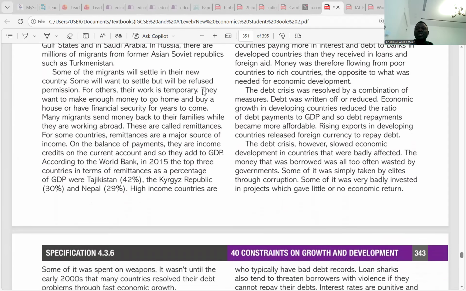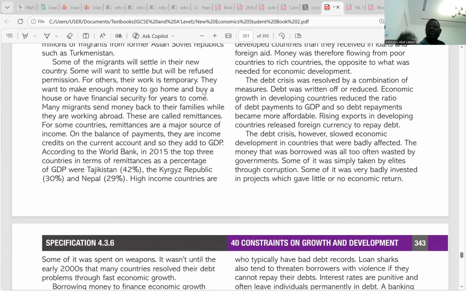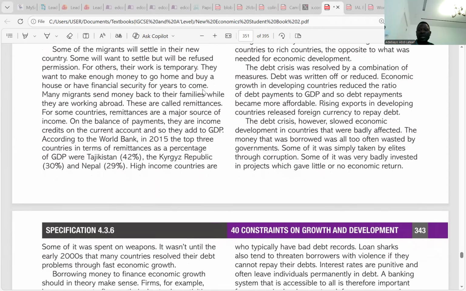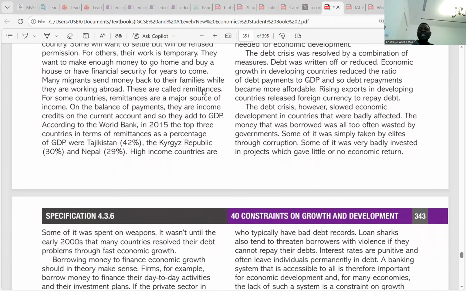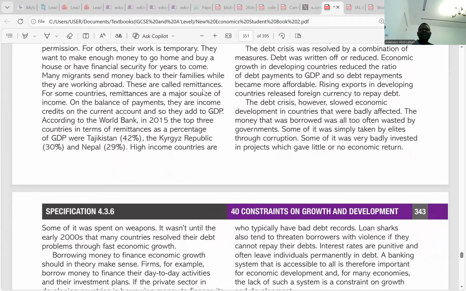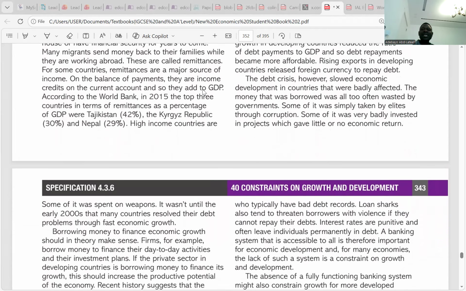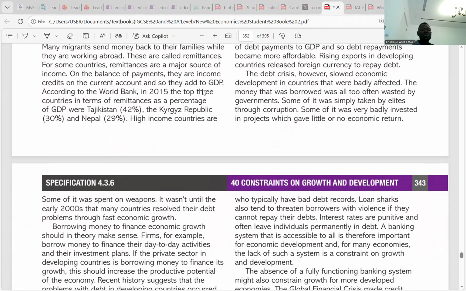So the debt crisis was resolved by a combination of measures. Debt was written off or reduced. Economic growth in developing countries reduced the ratio of debt payment to GDP, and so debt repayment became more affordable. Rising efforts in developing countries released foreign currency to repay debt. The debt crisis, however, slowed economic development in countries that were badly affected. The money that was borrowed was all too often wasted by governments.